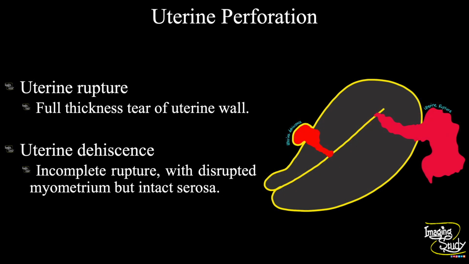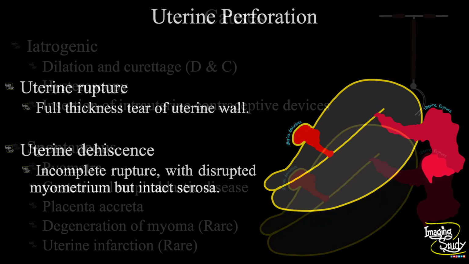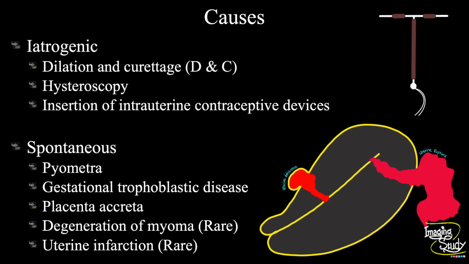If a full thickness tear of the uterine wall is seen, then we call it a uterine rupture, which we have seen here. And if you see an incomplete rupture with disrupted myometrium but intact serosal layer, then we call it uterine dehiscence. The iatrogenic causes include the dilatation and curettage procedure, hysteroscopy, and intrauterine contraceptive device. About the spontaneous causes, we get pyometra, gestational trophoblastic disease, placenta accreta, degenerative fibroid, or even uterine infarction, which are definitely very uncommon.